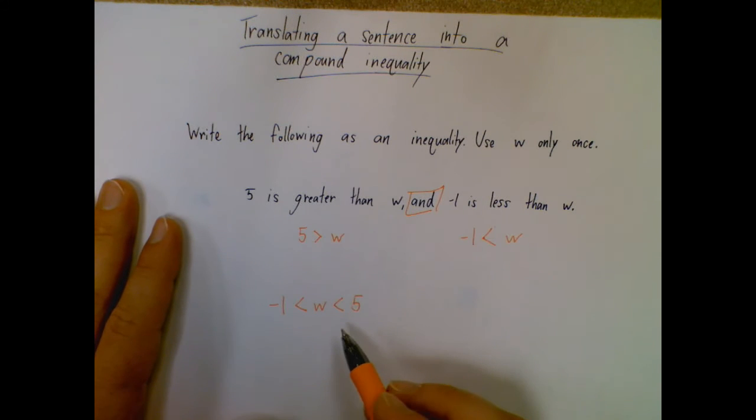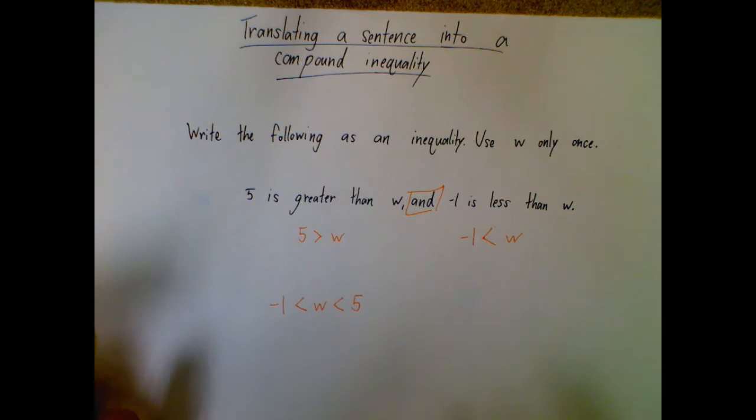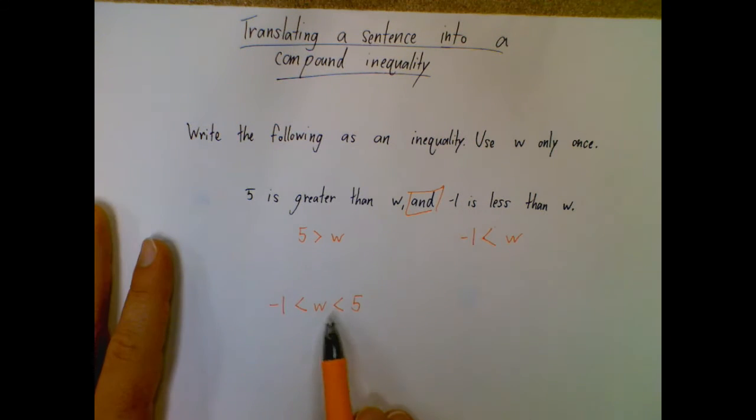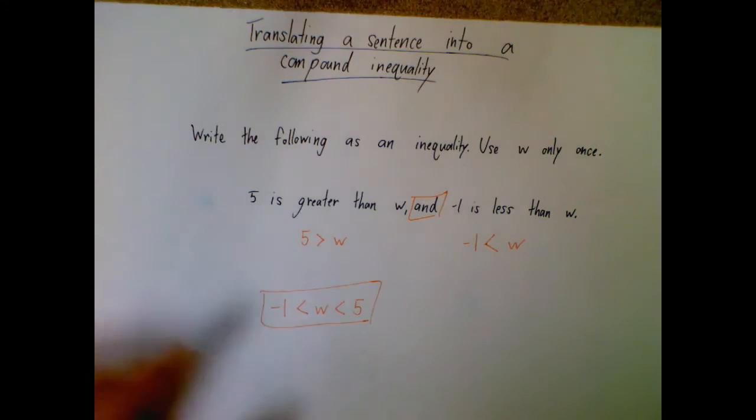If you do this correctly, almost always, these two signs will be quote-unquote pointed the same direction. So they're both kind of less thans right now. So that means we probably did this correctly. Okay. And that's where you can stop because I only used W once.